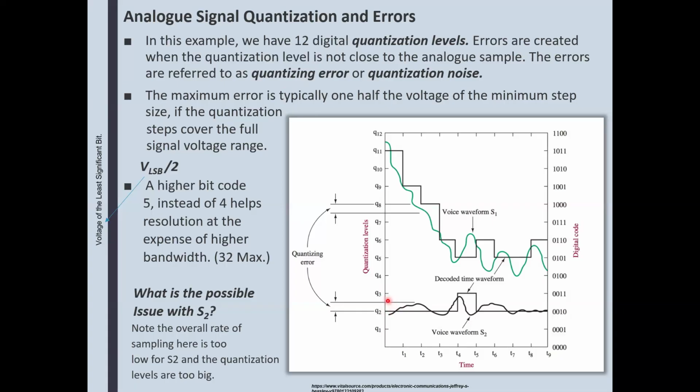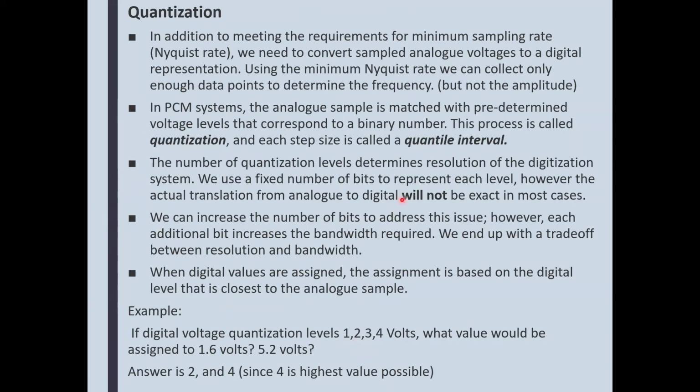And we want the error to be possible at no lower than the highest frequency that we care to transmit. A higher bit code, 5 instead of 4, helps resolution, but at the expense of higher bandwidth. And this is talking about this thing here.